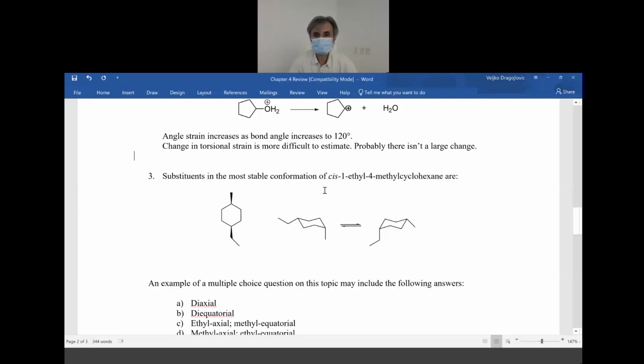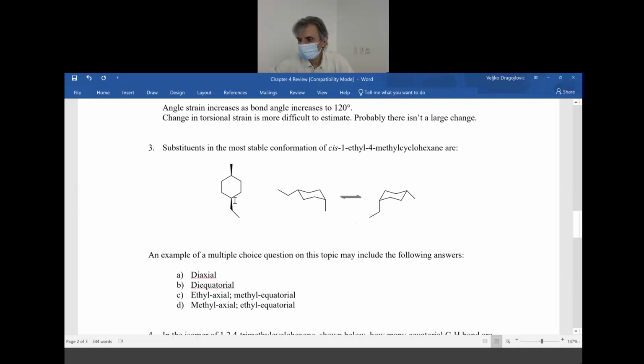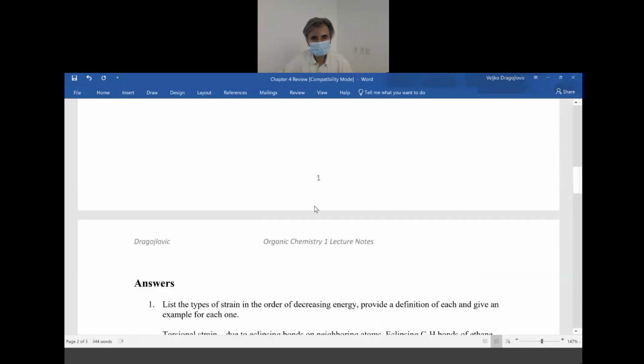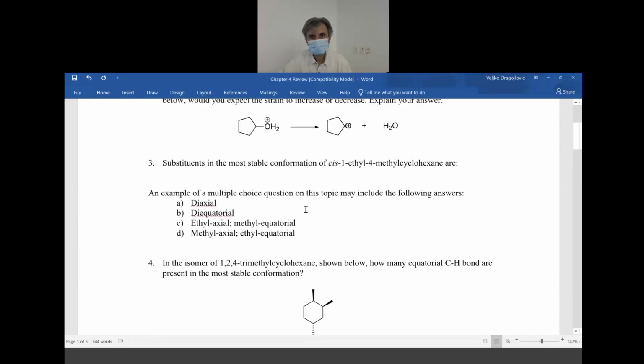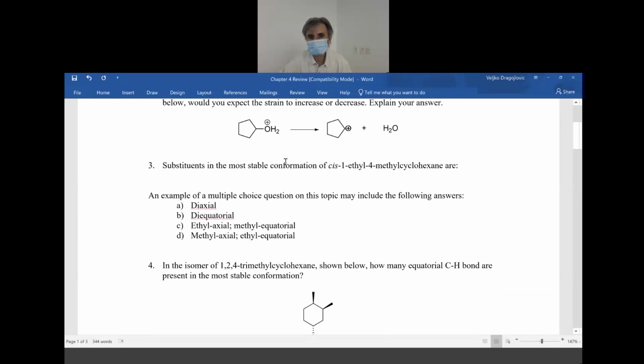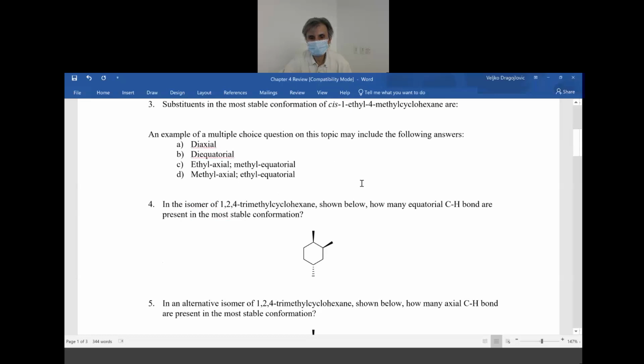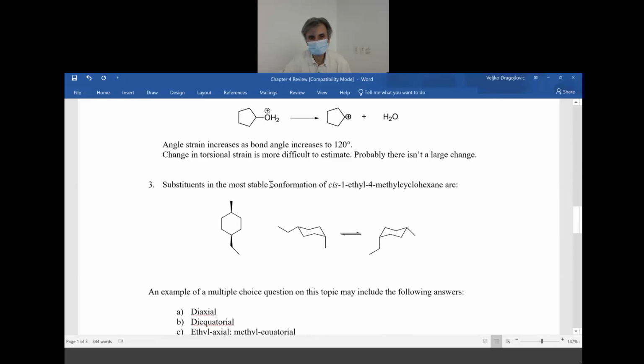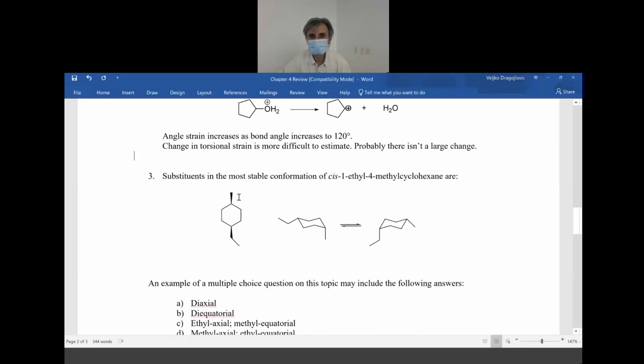Substituents in the most stable conformation of cis-1-ethyl-4-methylcyclohexane are. So what are the positions of these substituents? The way to do it is you make a 6-membered ring first, and what we have is actually just the name. So the way to answer this question is you make these drawings. You start by drawing a formula of cis-1-ethyl-4-methylcyclohexane.